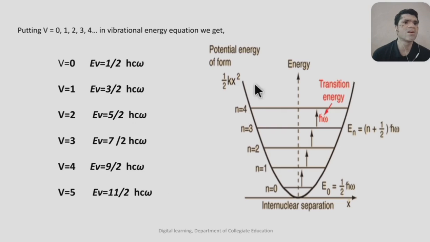Using Hooke's law, when we plot this energy against 1/2 kx², which is the potential energy of the vibrating diatomic molecule, we get different energy levels like this: E0, E1, E2, E3, E4. These are the different vibrational energies at different values of V.